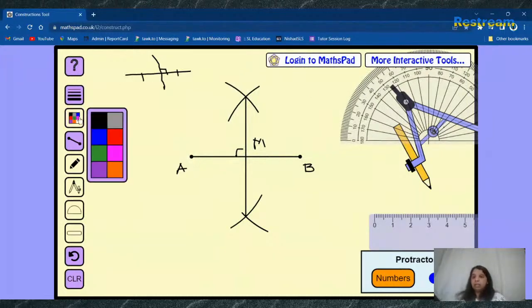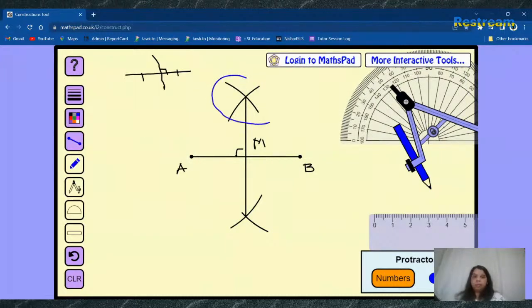Now these lines, this one and this one, these arcs that are crossing like this, are called the construction lines. These construction lines need to be as light as possible. You should be able to see them, and the examiner should also be able to see them, but they should not be as dark as your line AB or your perpendicular bisector. Then your actual construction will be visible properly.